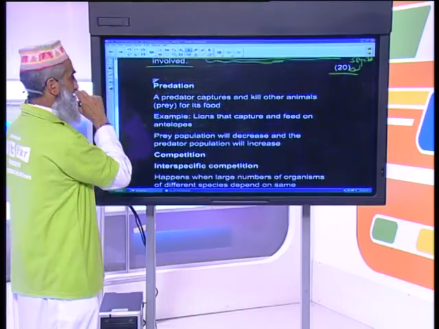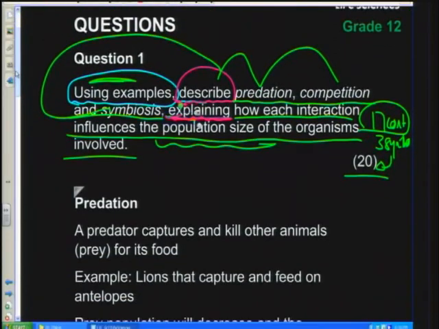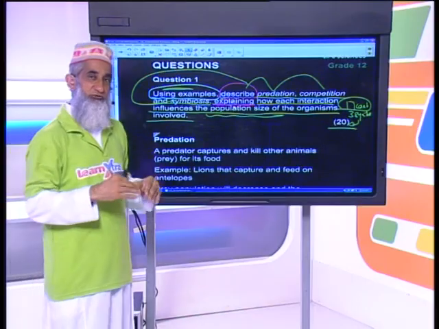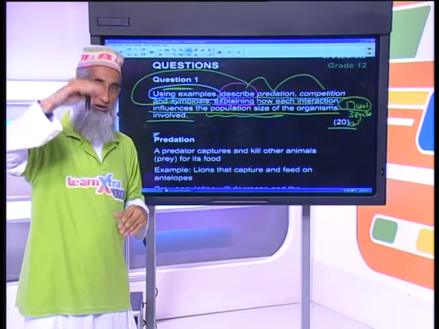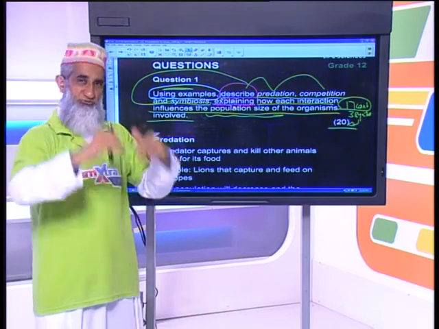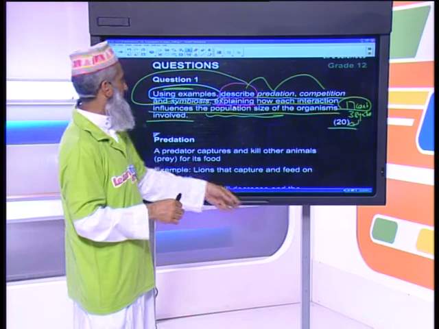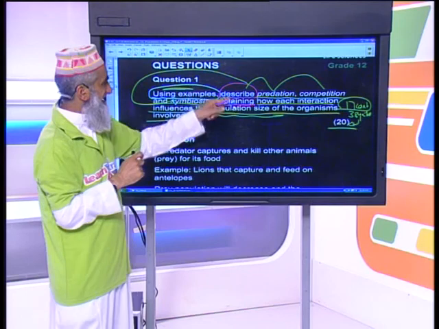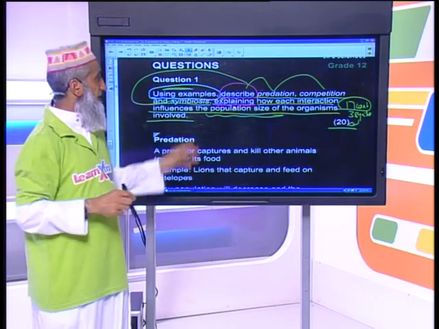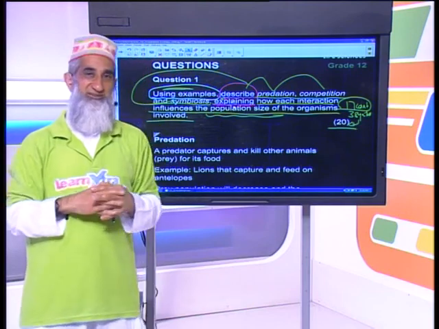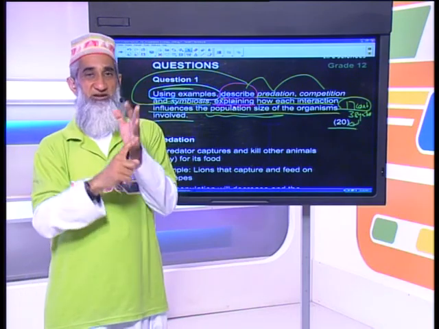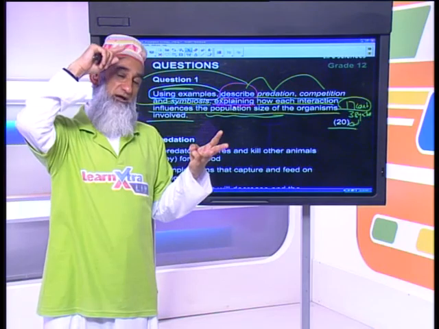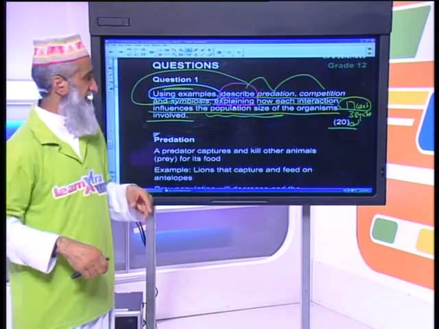All right, so normally I advise people to keep your answer in the sequence that was given in the question, because that's how the memo will normally be set. So it's easy for the marker, who will go through the same sequence. So if you keep it in that sequence, predation first, then competition, then symbiosis, within that you're going to describe it first, give an example, and then say how it affects population size. So there's three things to do. One is to describe the relationship. Two is to give an example. And three is to explain how it influences population size.